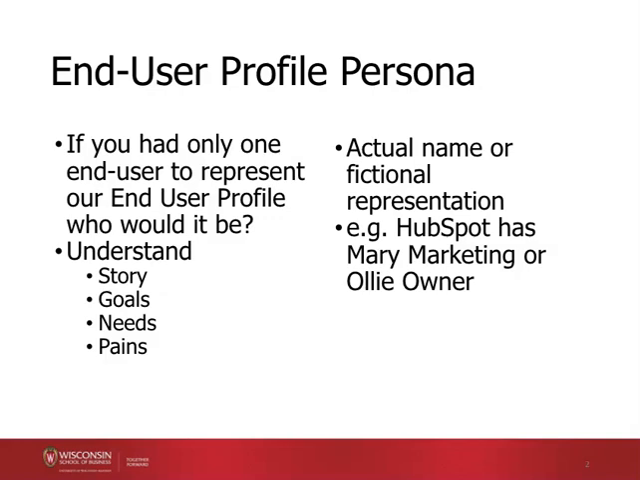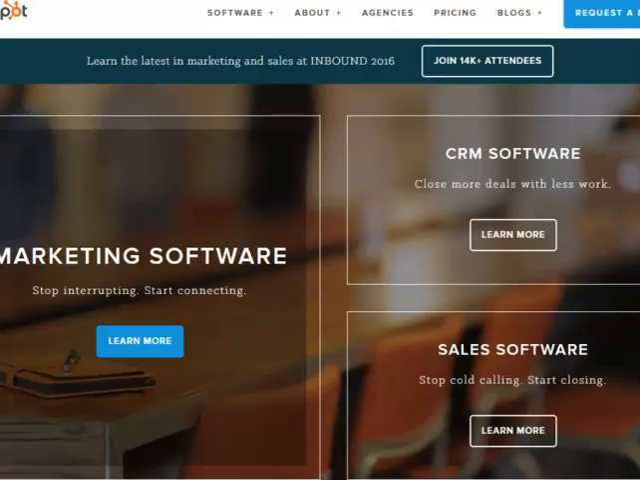For example, HubSpot has a couple of different personas, Mary Marketing or Ali Owner, which we're going to walk through real quickly in just a few moments. So this is HubSpot. It's a CRM software, marketing software technology. And the nice thing about what HubSpot has done is they provide a lot of information through their advertising campaign about how they actually try to support their customers. On their website, they present a couple of examples of the personas that they generated as part of showing who their target customers really are.